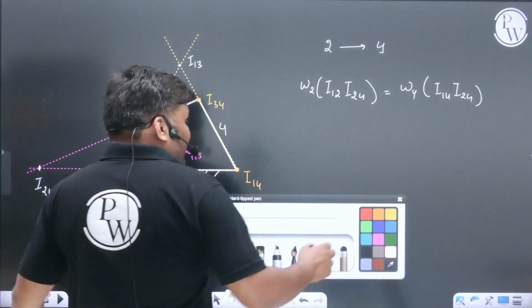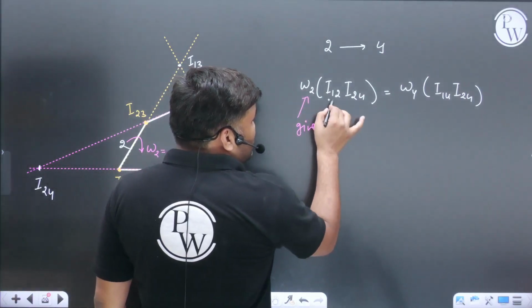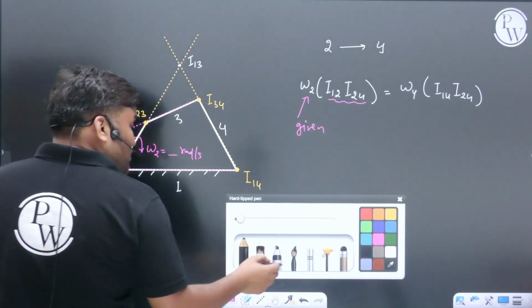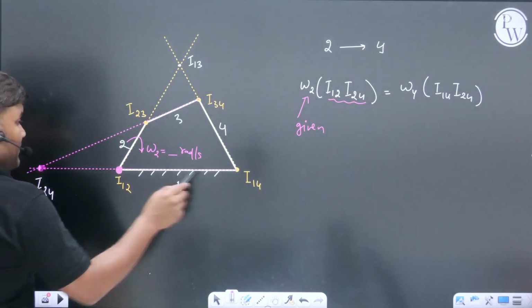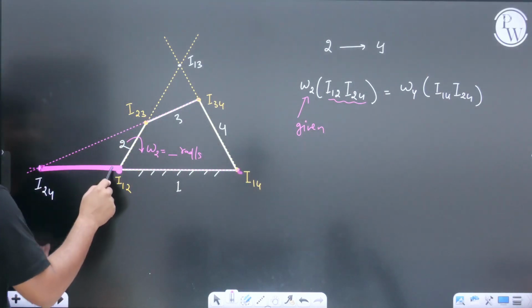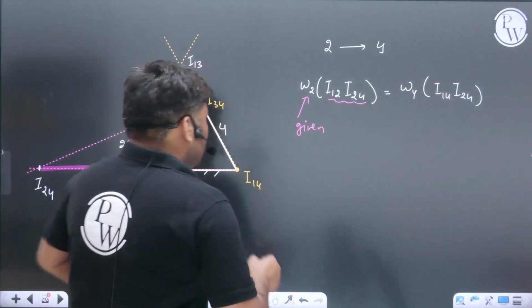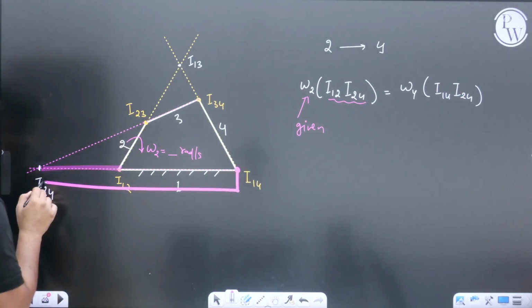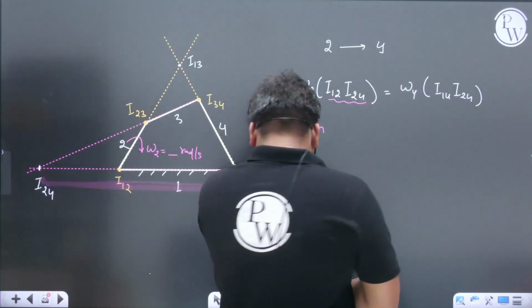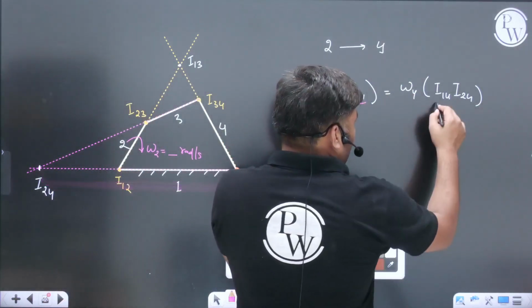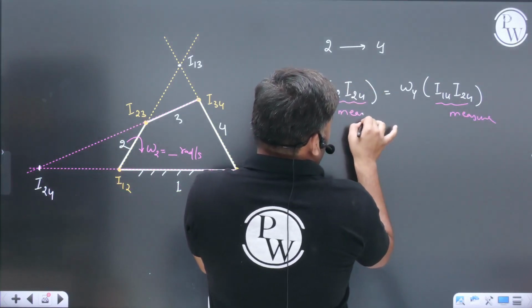Sir, they have given some information about omega 2. This value is given. The distance from 12 to 24, how much is this? Where is it? 1-2 to 2-4 distance, sir: 2-4 is this, 1-2 is this, 1-4 is this. Measure this distance, how much? Just calculate, measure this distance, and put down this value here. The distance from 1-4 to 2-4, measure this distance and put this value here.